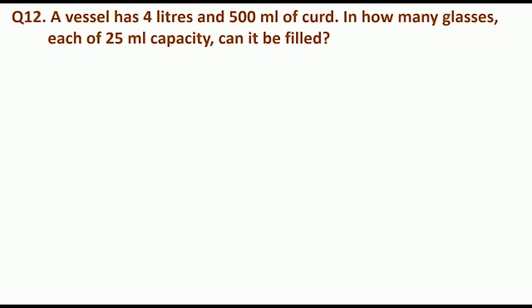Now the next question, question number 12: a vessel has 4 liters and 500 milliliter of curd. In how many glasses, each of 25 ml capacity, can it be filled? Now let's see how to solve this question.